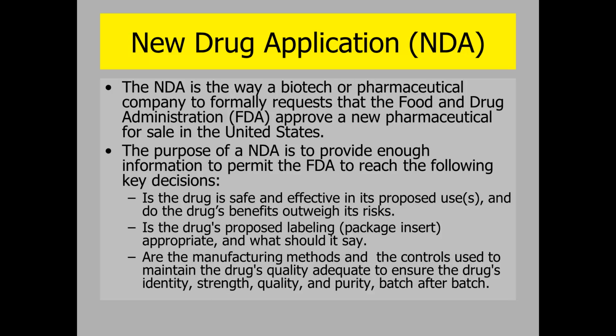The way they do this is with the new drug application, or NDA. And so the NDA is the way that a biotech or pharmaceutical company formally requests that the Food and Drug Administration approve a new pharmaceutical for sale in the United States. So the purpose of the NDA is to provide enough information to let the FDA reach the following key decisions. Is the drug safe and effective in its proposed use, and do the drug's benefits outweigh its risk? There are always side effects to drugs. When you take a drug, there are always some people who may potentially have a risk for using the drug.